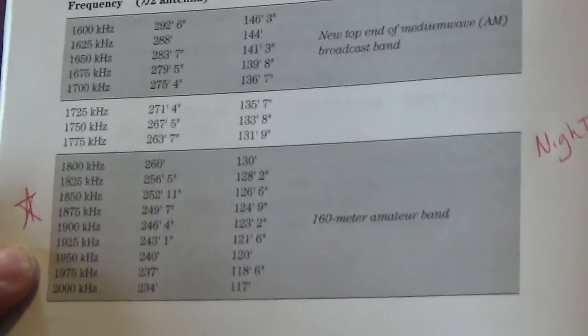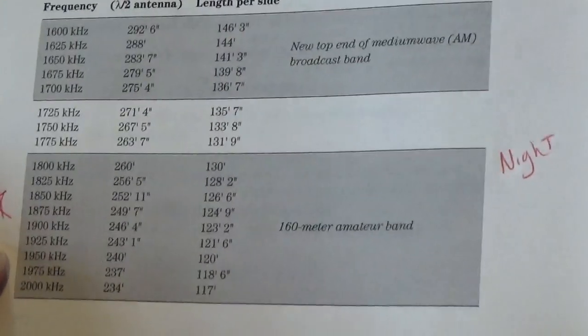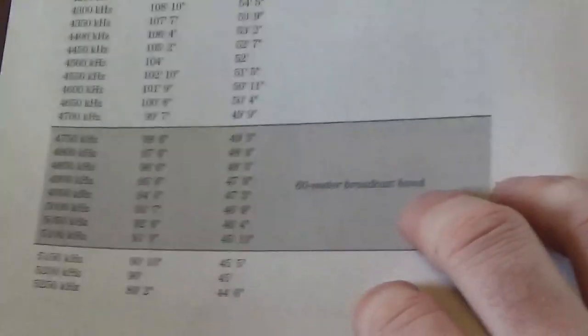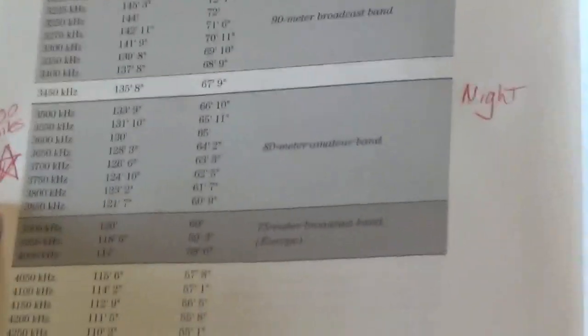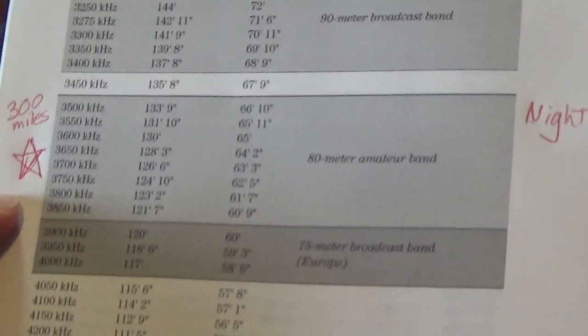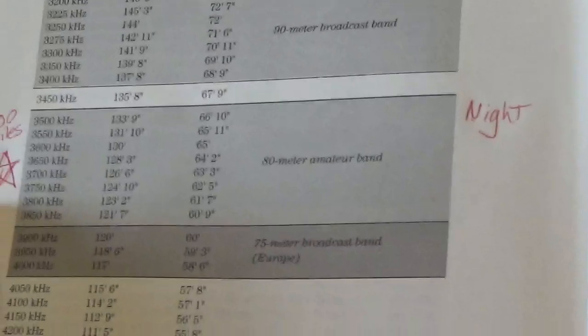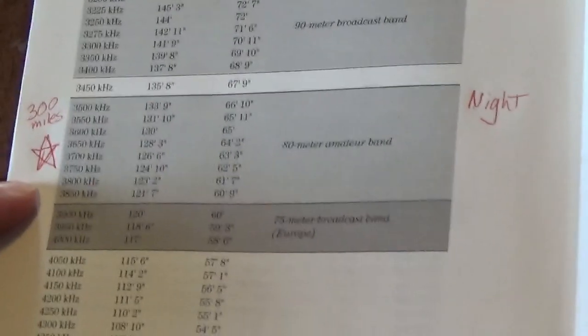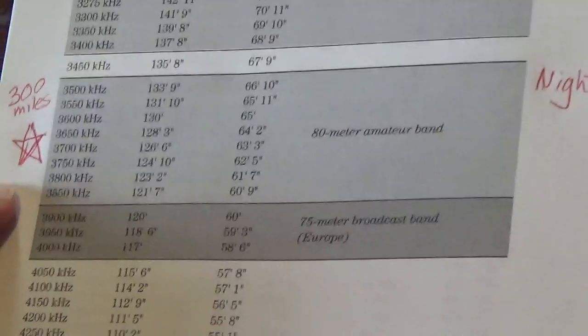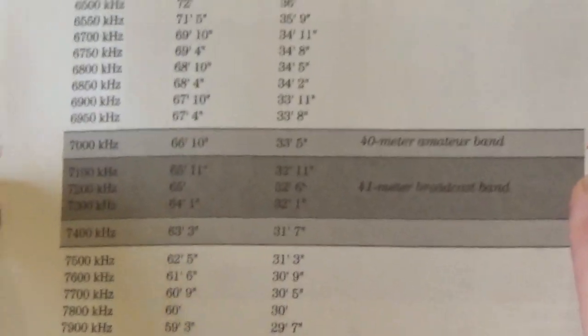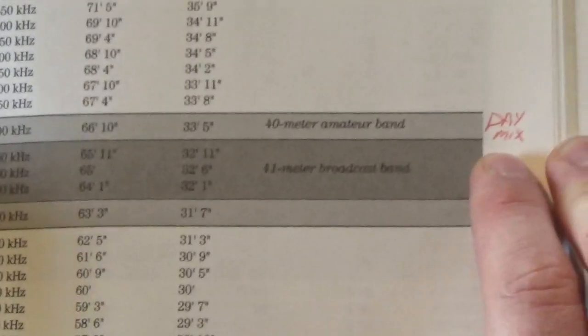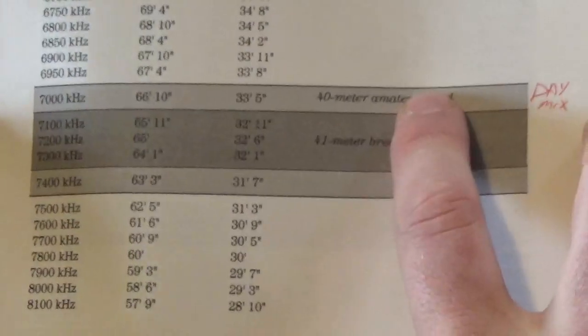160 meter, that's a nighttime band. Sorry, I'm trying to hold still. This is going to be your local networks, 300 miles. Call this your statewide band right here. Good for afternoon, morning, nighttime. This is the band that you need to get on. This is where all the traffic is at. This is a day-night mix band, 40 meter right here.